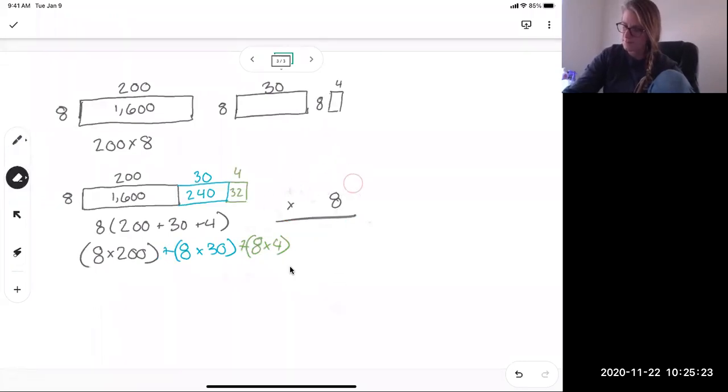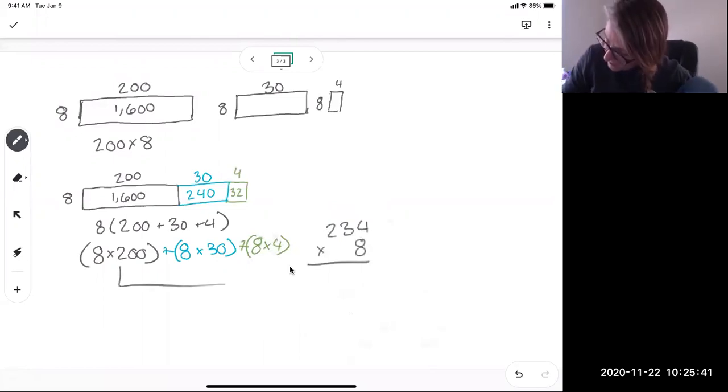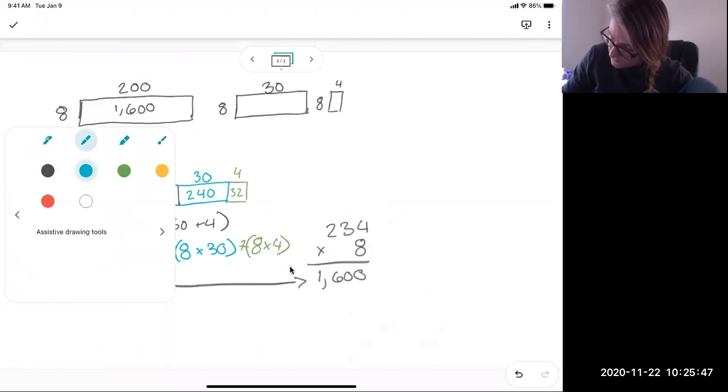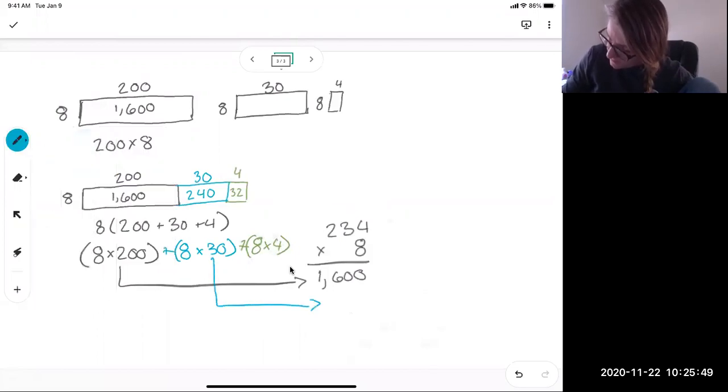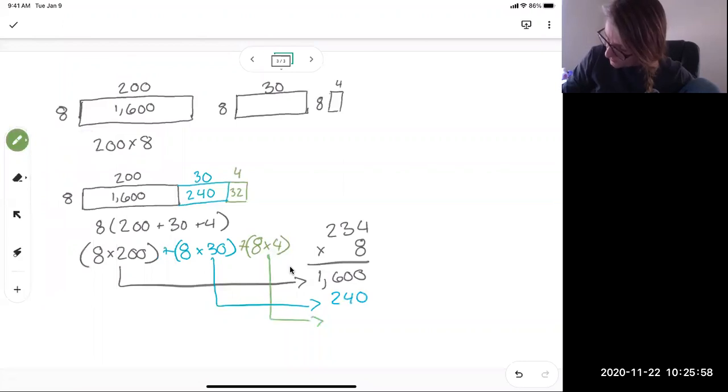Actually, I'm going to rewrite this problem. Eight times 200, 8 times 30, and 8 times 4. And add those together.